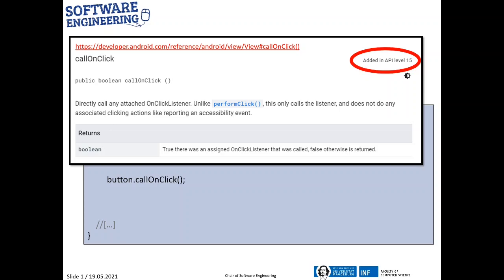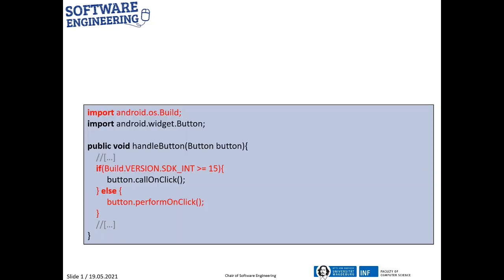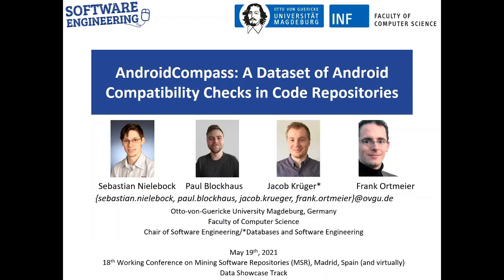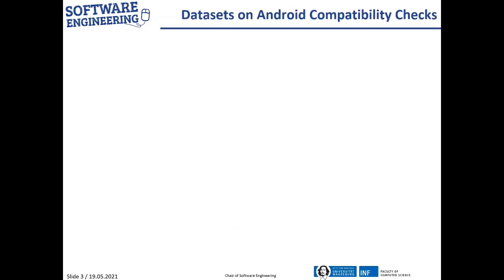To handle this issue, she has to add a so-called compatibility check, like this. Compatibility checks are very prevalent in Android applications. Therefore, my colleagues Paul Blockhaus, Jacob Krüger, my supervisor Frank Ortmeier, and me, Sebastian Nielebock, decided to construct a dataset consisting of such compatibility checks called AndroidCompass.